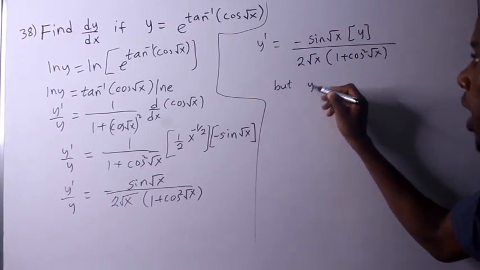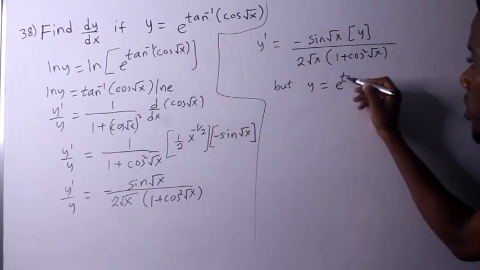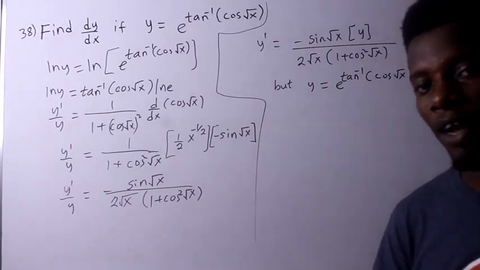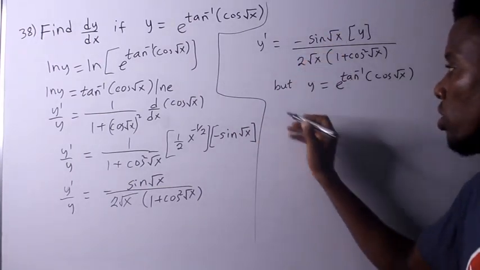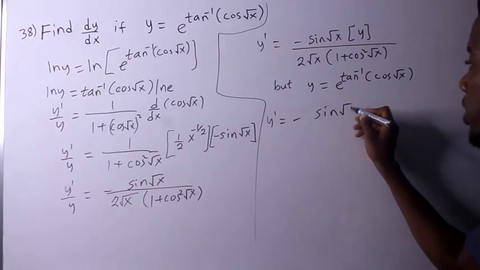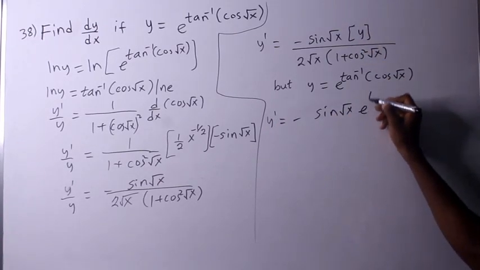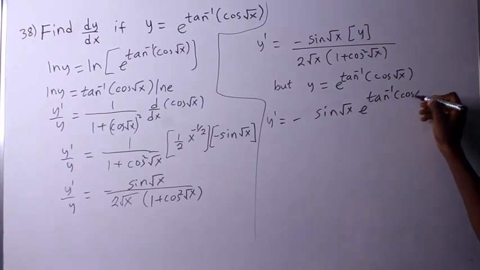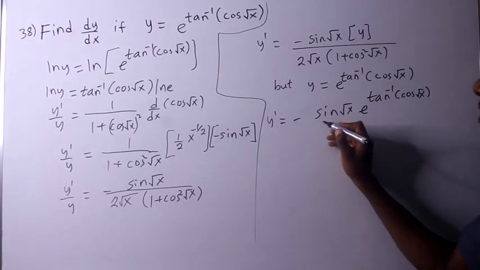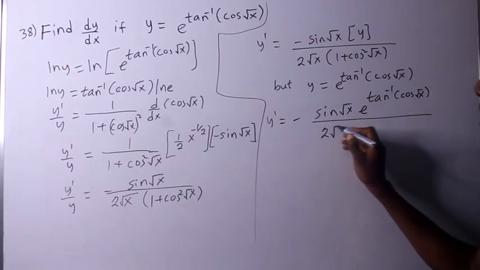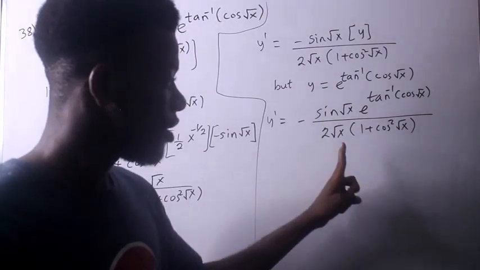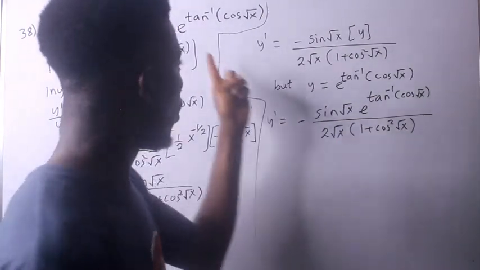But y is e raised to the power of tangent inverse of cos of root x. So I just go right ahead and replace that value of y into the final result. So y prime equals minus sine of root x multiplied by y, which is e to the power of tangent inverse of cos of root x, all divided by 2 root x, parenthesis open, 1 plus cos squared root x. And this is the derivative of this function.